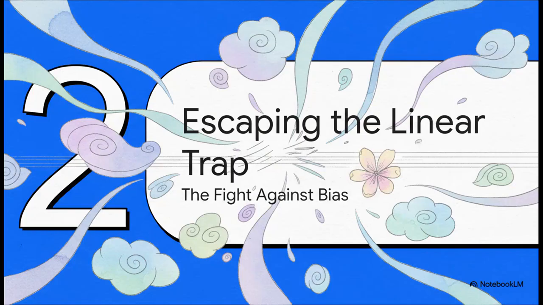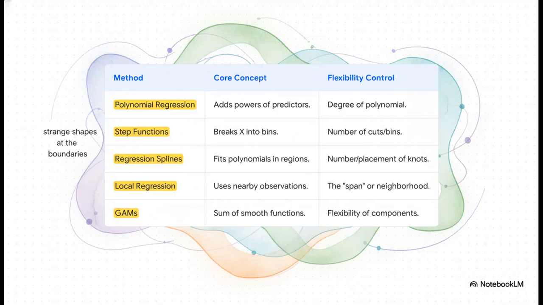So let's talk about that first problem, high bias. How do we fight it? Well, we need to give our models more freedom, more flexibility, so they can actually capture the messy, non-linear patterns we see in the real world. It's all about breaking out of those rigid, straight-line assumptions. And here's our toolkit for doing just that. You can start with something like polynomial regression, but honestly, they can get a little wild and unpredictable, especially at the edges of your data.